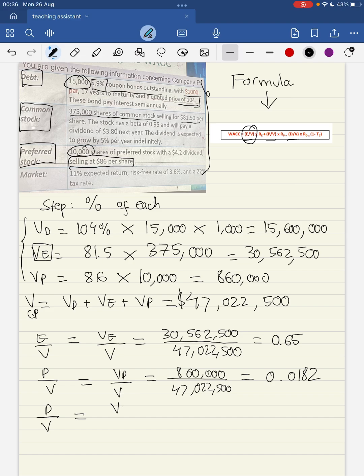Finally, the value of debt, D divided by V, equals VD divided by the V of C.P, which is also equal to 15,600,000 divided by 47,022,500, and this is equal to 0.3318. Cool. So we have successfully calculated the percentage of each component in the capital structure. We are now ready to move on to the next step.